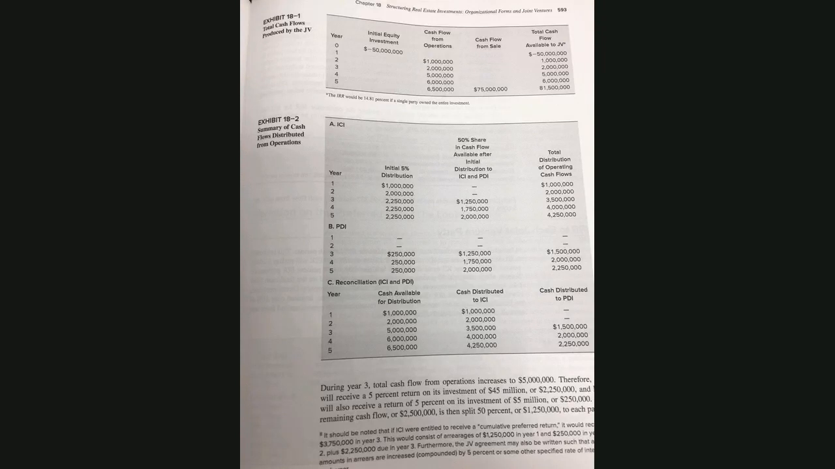So to reconcile everything, if you take the cash flow distributed to PDI and the cash flow distributed to ICI, then add it up, it will be equal to the cash flow available for distribution. Does that make sense? Any question on this?